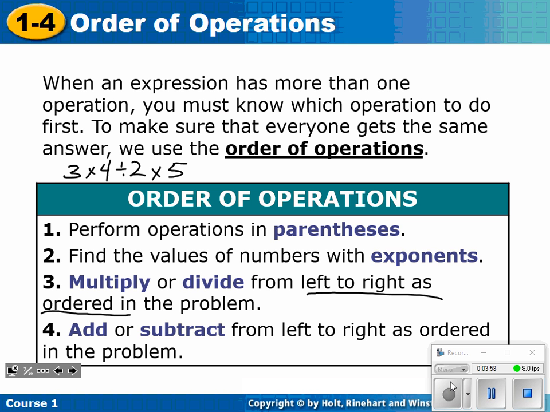We would do the 3 times 4 first to come up with 12. Divided by 2 is 6. Times 5 is 30. We wouldn't do multiplication first, 3 times 4 and 2 times 5. We wouldn't do that, okay? It's one step left to right. And then adding and subtracting. It's the same as the multiplication and division. One step left to right.